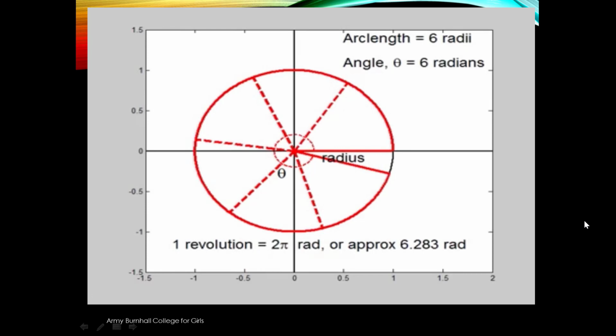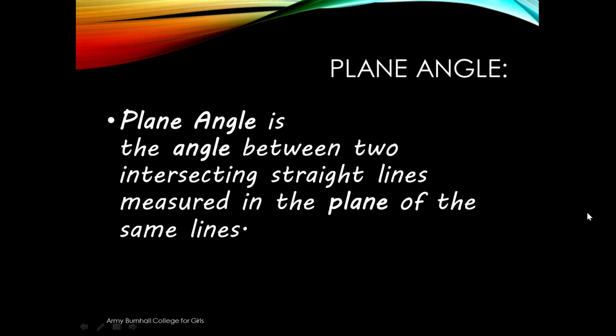What is a two-dimensional surface? It is a surface which has no height. It is just lying in a plane, just like a disk. So as we have discussed, a radian is the unit of plane angle. So plane angle is the angle between two intersecting straight lines measured in the plane of the same lines. Normally the angles which we draw on the page or which we consider in geometry or mathematics are plane angles.